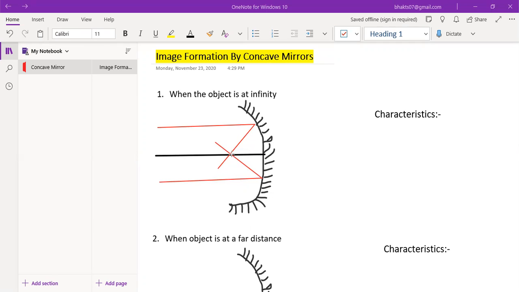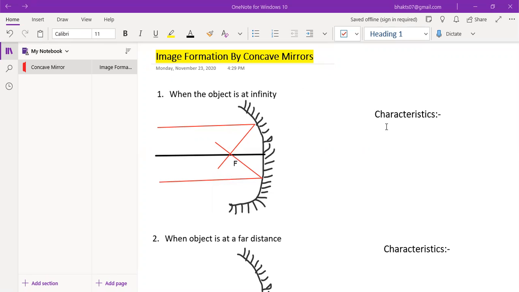So as you can see, at one point on a line, they are getting intersected over there, and that point we call it as F, that is focus. So this point is focus at which both the rays are intersecting.